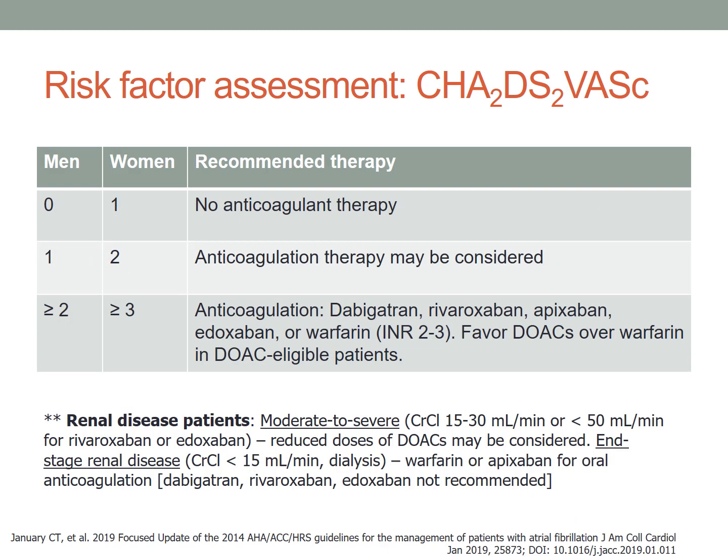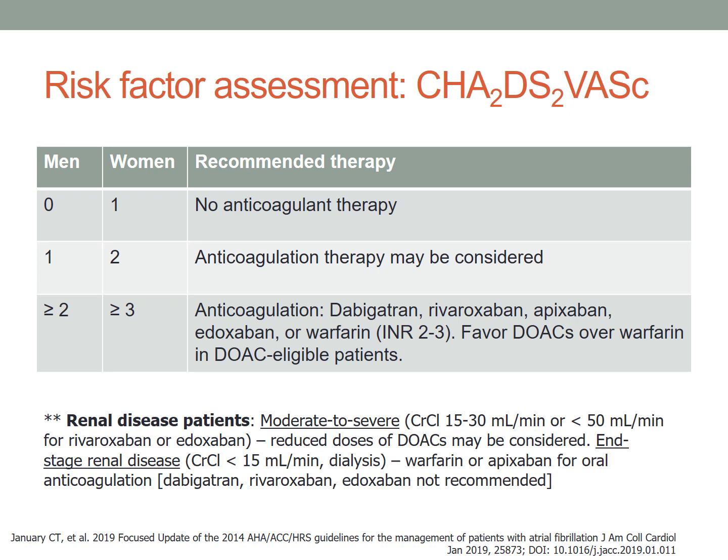So as you can see from this slide, which briefly summarizes the recommendations from the 2019 focused update, if you're a man who has a 2 or higher CHA2DS2-VASc score, or a woman who has a 3 or higher CHA2DS2-VASc score, it's recommended that you be started on anticoagulation therapy to prevent stroke. And the options include dabigatran, rivaroxaban, apixaban, edoxaban, or warfarin. So those are available DOACs plus warfarin.